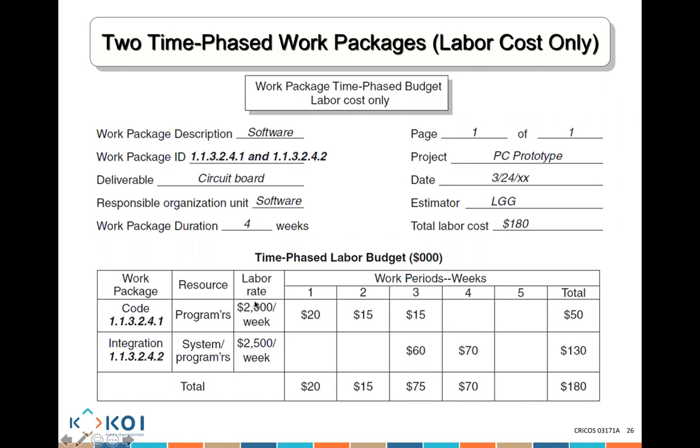Labor rate is $2,000 per week. I have day 1, day 2, day 3, or week 1, week 2, week 3, week 4, whatever it is. At each period of time, I'm spending a different amount of money. So if I know I'm spending $50 for the whole 5 weeks, I need to know when I am spending the money: 20, 15, 15.